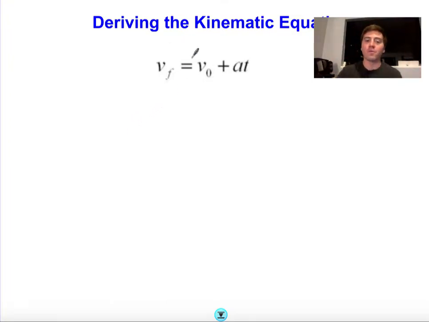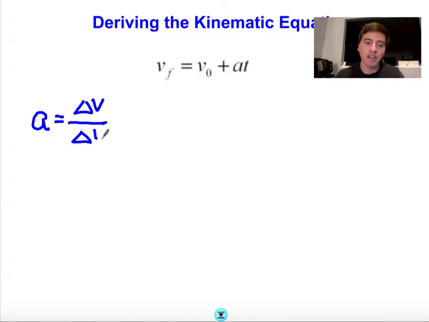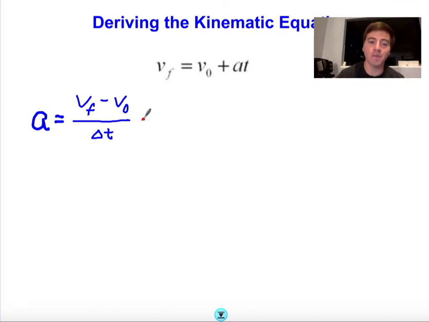So when we're looking at this one, the final velocity equals the initial velocity plus the acceleration times the time. We're going to start with what we know. And what do we know? We know that acceleration equals the change in velocity over the change in time. Well, we also usually write this as our final velocity minus our initial velocity over the change in time here. So hopefully it's pretty obvious where we're going from here.